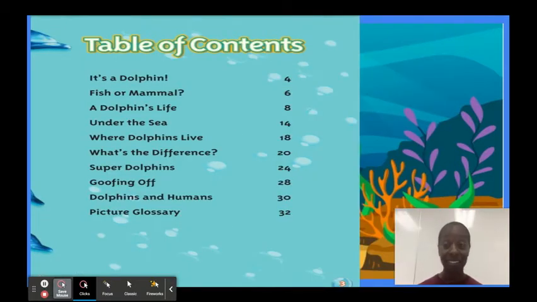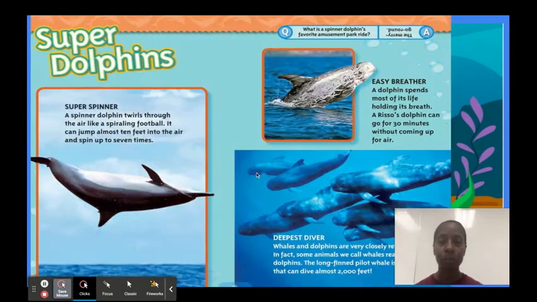Table of contents. Now, what are we going to read about? Super Dolphins, and that's on page 24. Super dolphins. So now let's look closely at this caption. A spinner dolphin twirls through the air like a spiraling football. It can jump almost 10 feet into the air and spin up to 7 times.